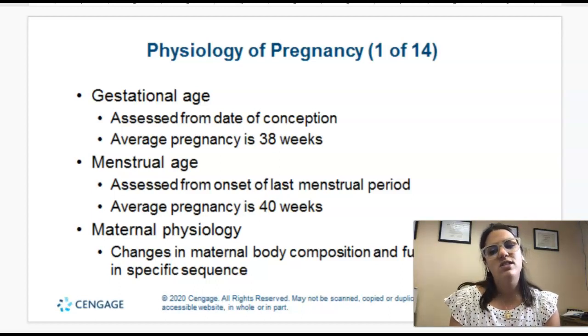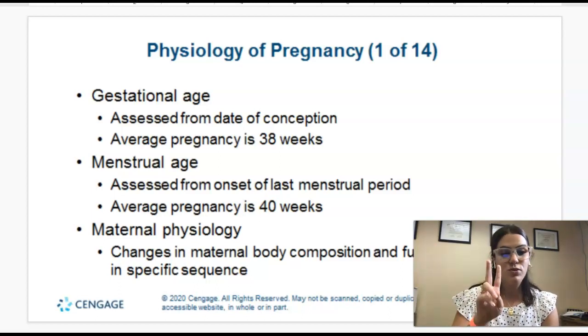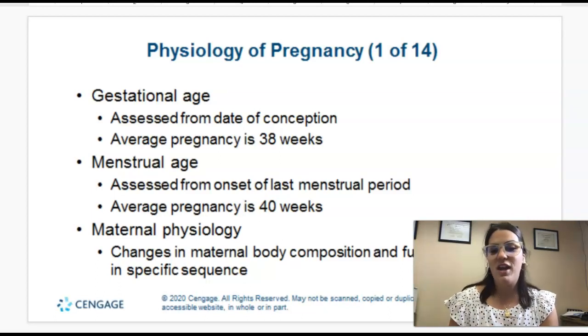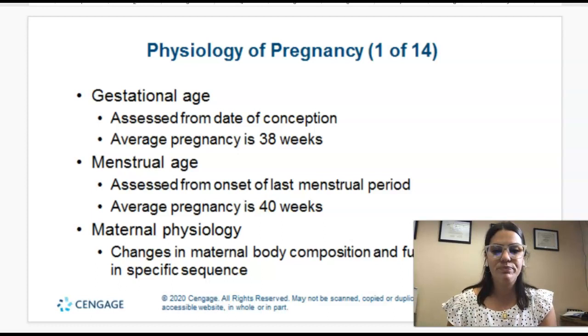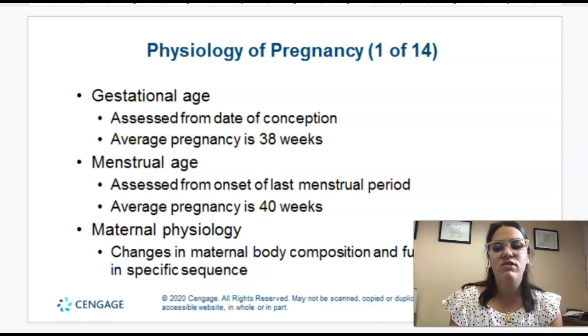However, if we're looking at gestational age, it's going to be 2 weeks shorter at 38 weeks, because the date of conception most times on average would be 2 weeks after the woman's last period, because think back to the menstrual cycle. Typically you ovulate at day 14, and day 1 would be the beginning of your menstrual cycle. So that's why the gestational age is 38 weeks versus 40 weeks for the menstrual age.